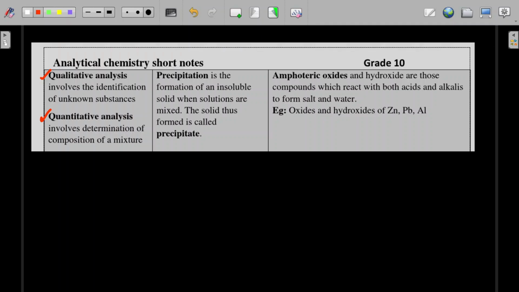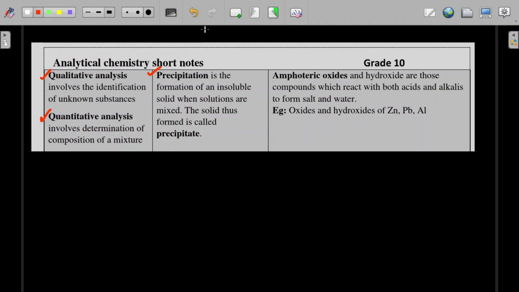Before we proceed, a couple of definitions we'll see here. You already know this, but still, precipitation is a reaction. And what is a precipitate? It is an insoluble solid formed when you mix two solutions. In analytical chemistry we are going to study only the precipitation reactions mainly.